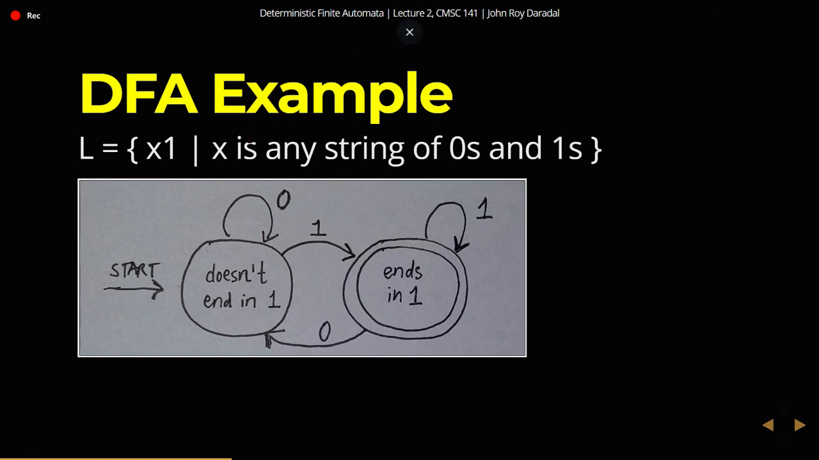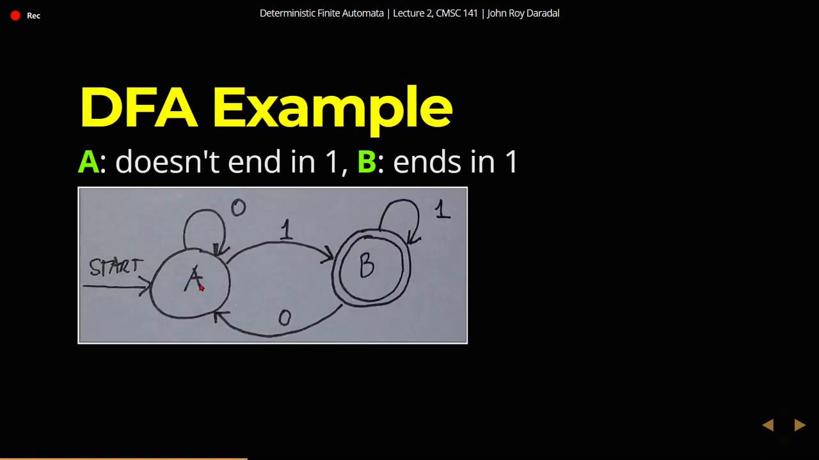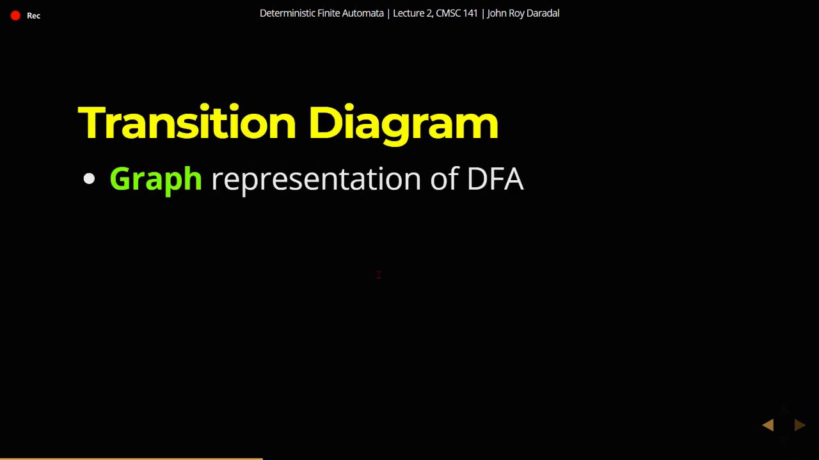And if we don't want the verbose state name, we could just label this with a variable name. So state A or state B. State A represents the state of not ending in 1, and state B represents the state of ending in 1. Okay, so you can write your DFAs like this with just letters as state names. So what we saw was an example of a transition diagram, and it's a graph representation of the DFA.